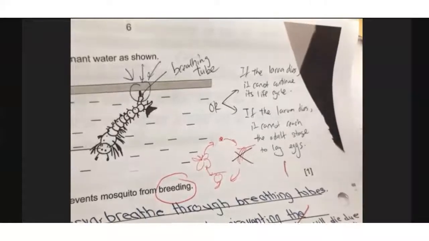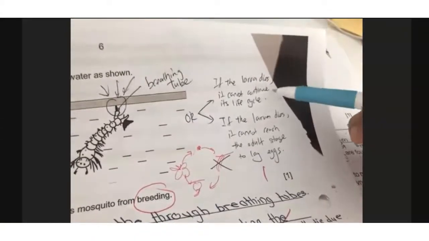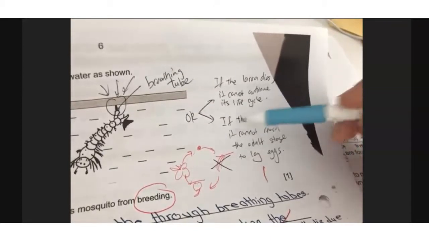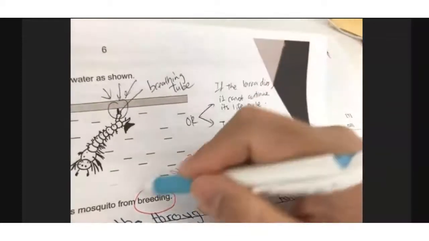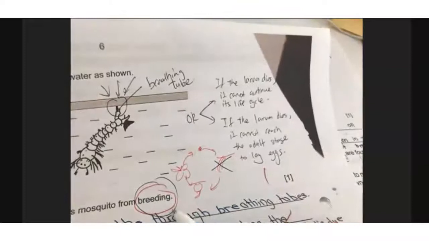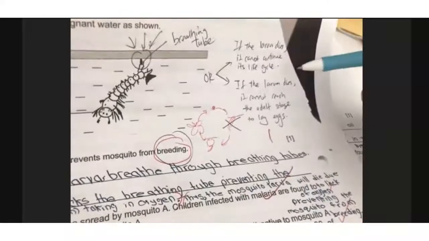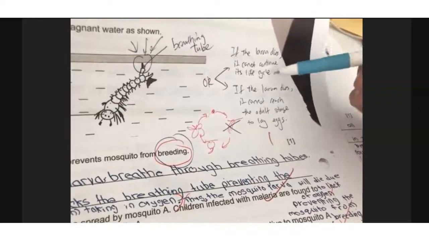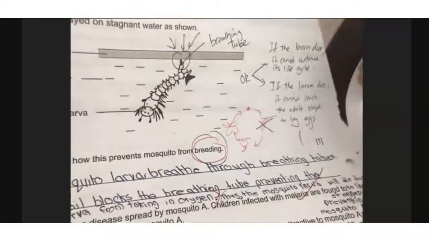Therefore, for the second half of the answer, I'll suggest writing either that if the larva dies, it cannot continue its life cycle, or that if the larva dies, it cannot reach the adult stage to lay eggs. Then that will address the breeding part of the question. The first part is it will suffocate and die. Second half will be if it dies, it cannot reach the adult stage to lay eggs, or it cannot continue its life cycle. Then that will address both parts of this question.